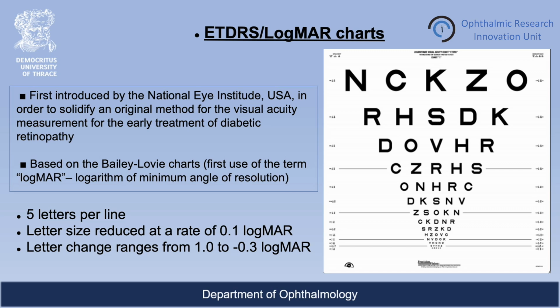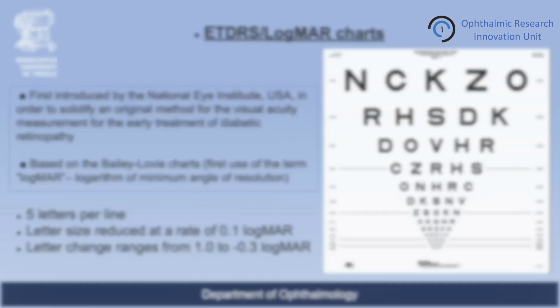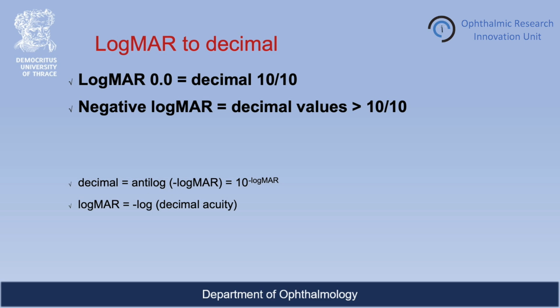The ETDRS chart contains 5 letters on each line and the letter size is reduced at a rate of 0.1 logMAR, while the letter size ranges from 1.0 to -0.3 logMAR. By converting the logMAR formula to the decimal one, it is easily understood that the visual acuity of logMAR 0 is equal to decimal acuity of 10 out of 10, whereas negative values of the logMAR formula are equal to decimal values higher than 10 out of 10.